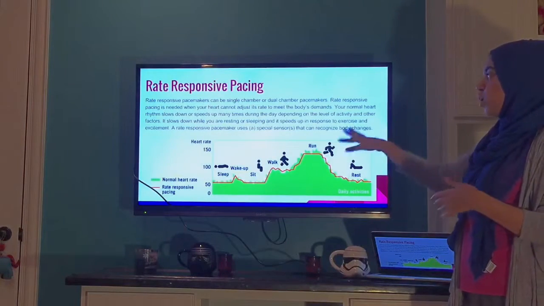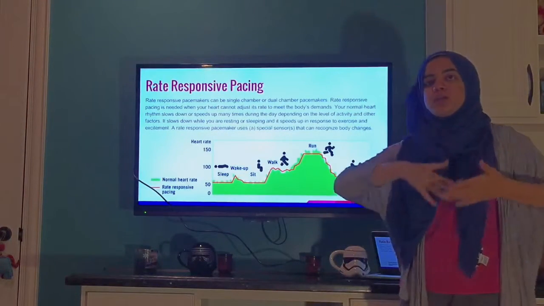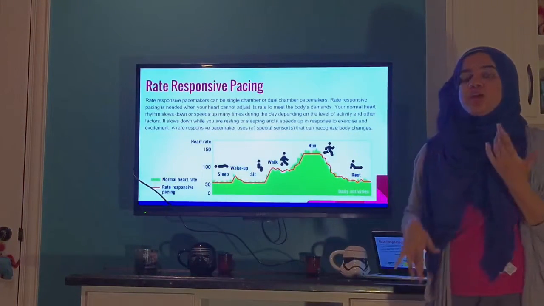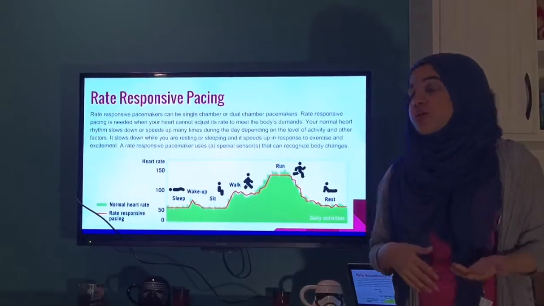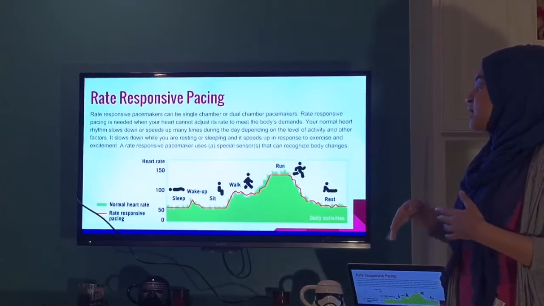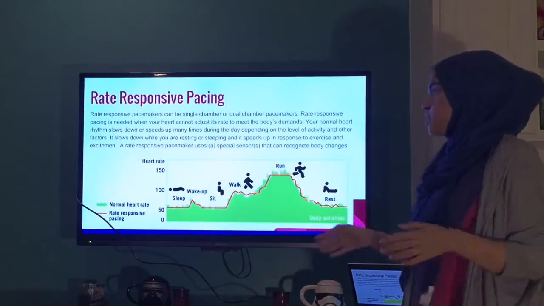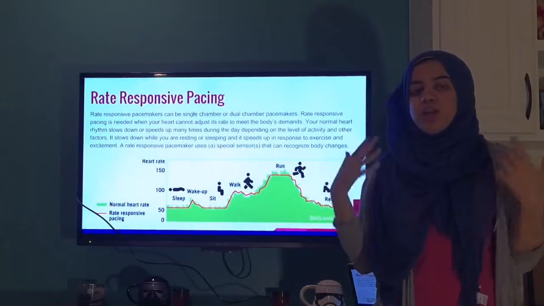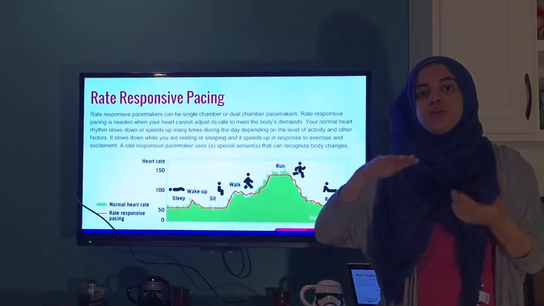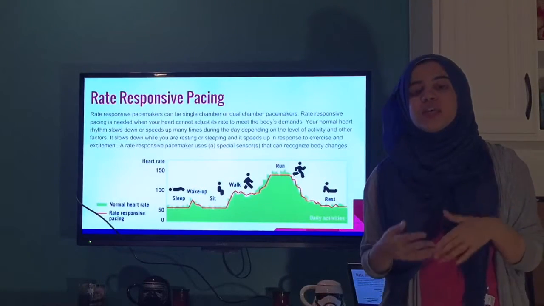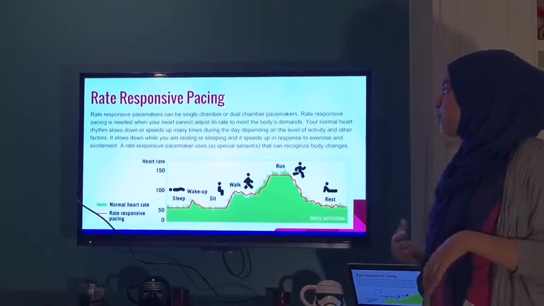So normally your heart obviously will speed up and slow down depending on what you're doing, what kind of physiological processes are happening in your body. And obviously depending on the activity, it will increase or decrease. If you're exercising, running, walking, your heart rate's going to be higher than if you're just resting or sleeping or just sitting down.